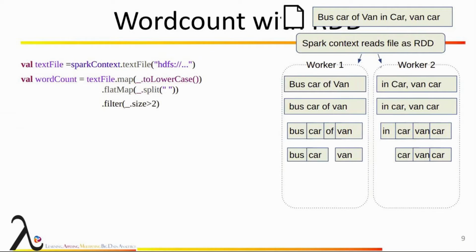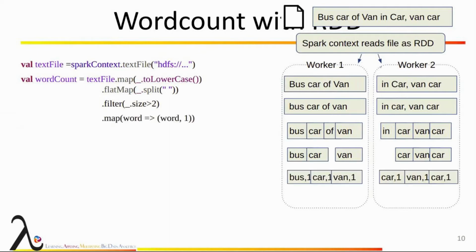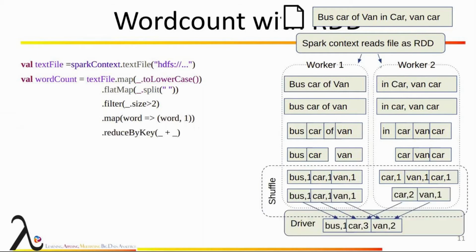Here we are filtering out the elements which are less than size 2, or keeping only the elements which are greater than size 2. And then we are applying a map function, which converts this RDD into a pair RDD, where the key is the word itself and the value is the number 1. In this pair RDD, we are applying the function reduceByKey, where the key is the word itself. So add all the values where the keys are the same.